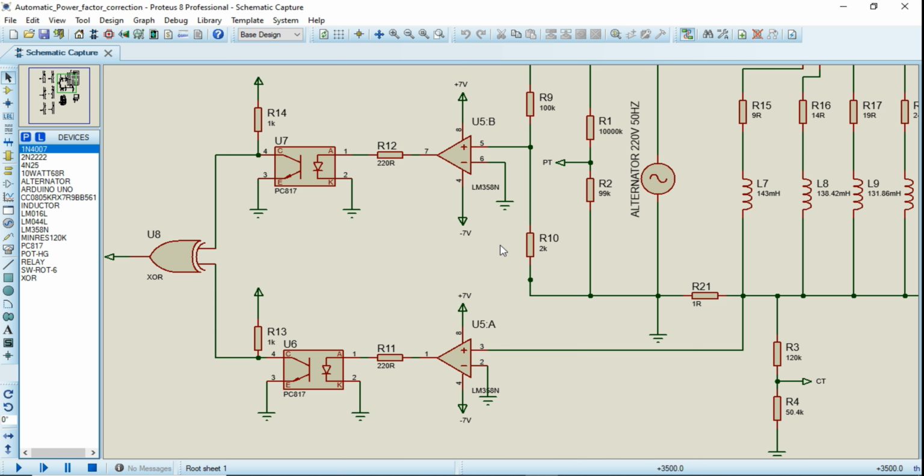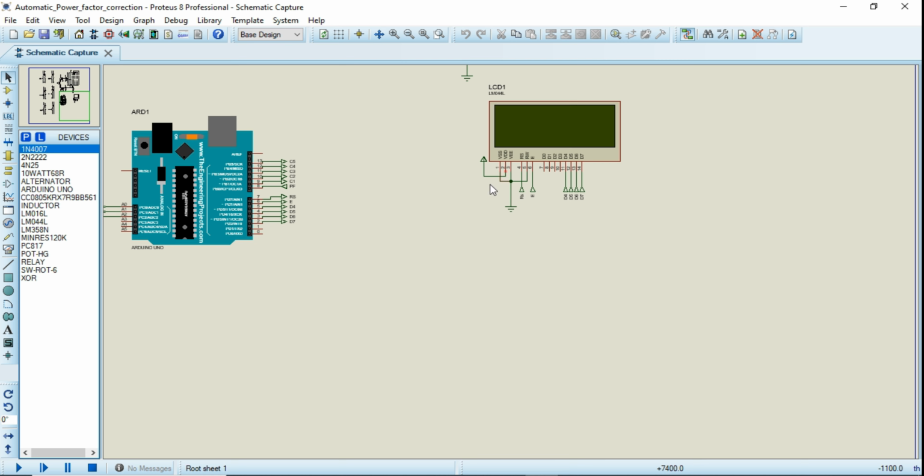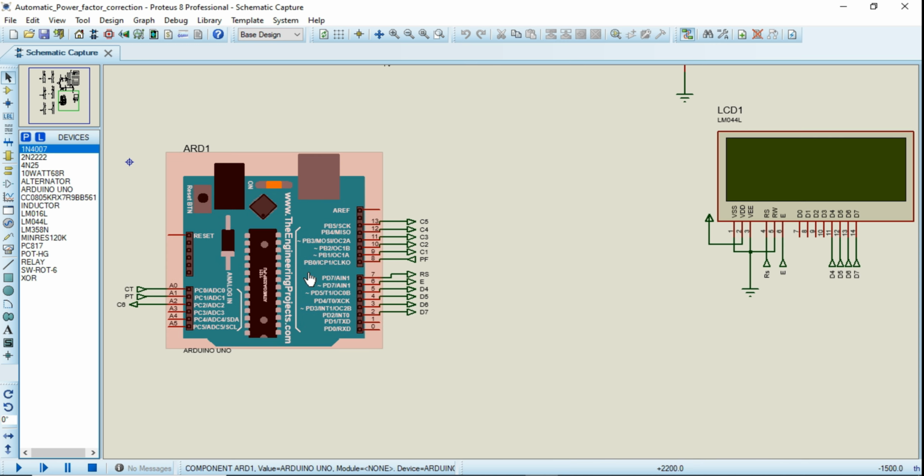Now, if we focus on other components of the simulation, this is an LCD to display all output results. An Arduino as a microcontroller is used inside this simulation to calculate the power factor and other values and display those values through this LCD. This Arduino is also responsible for the switching of different capacitors inside the system.